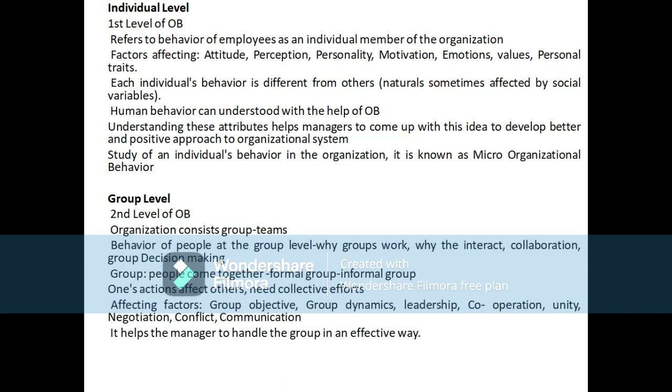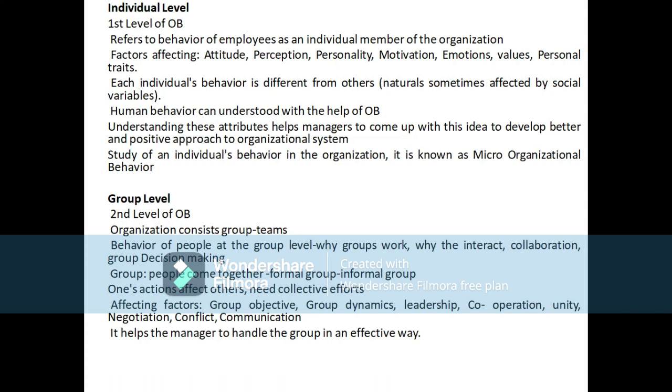As we said before, an individual behaves differently, distinctively at individual level, and in group level he will behave the other way. So the individual in group level depends upon certain factors, like communication, conflicts, negotiations, etc. As an organization consists of group teams, the behavior of people at the group level, why groups work, why they interact, why they collaborate, why the group decision making was taken, all these will be considered in the individual's behavior.